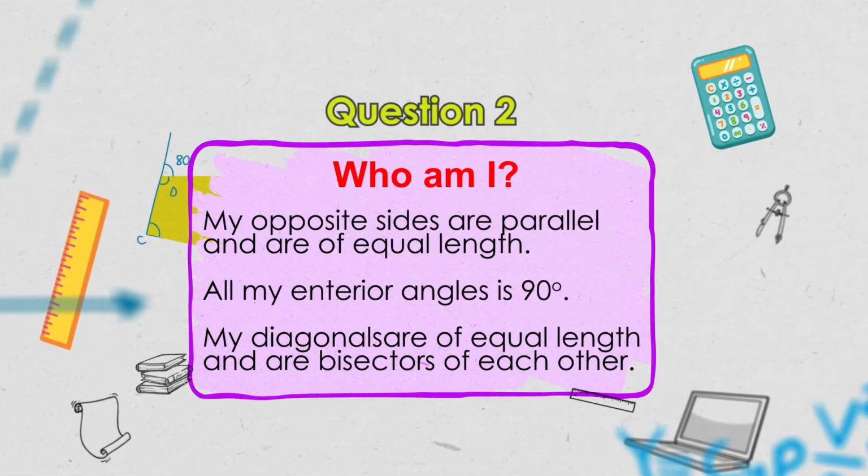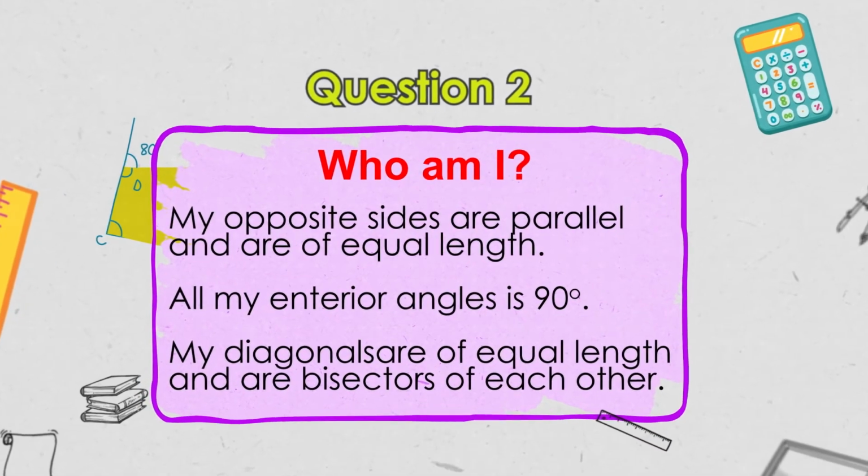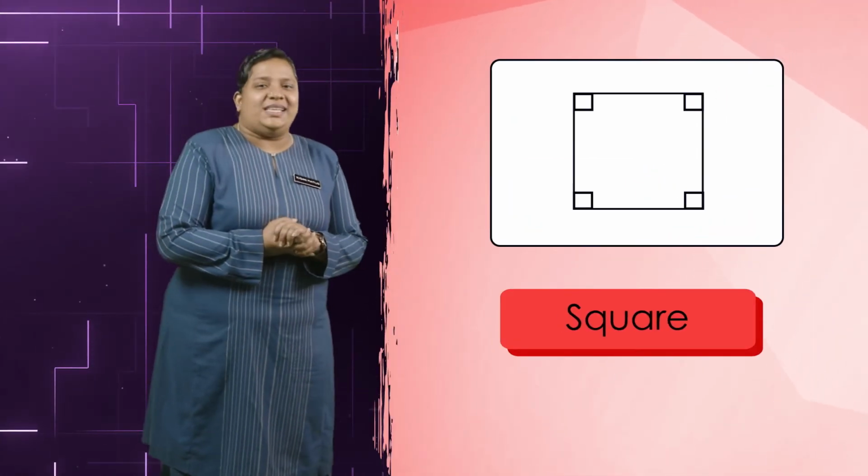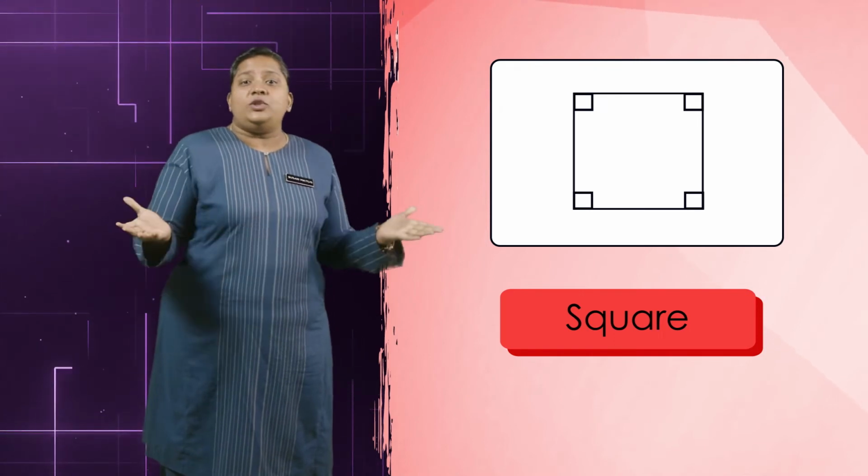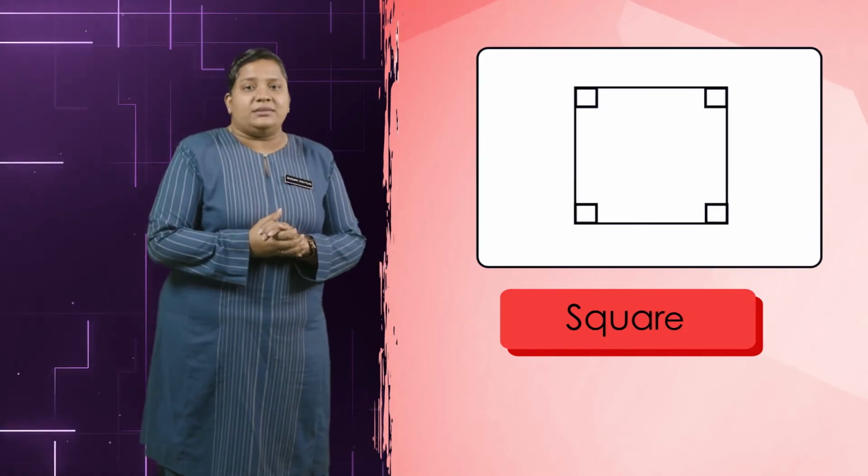Who am I? My opposite sides are parallel and of equal length. All my interior angles are 90 degrees. My diagonals are of equal length and are bisectors of each other. Do you recall who I am? Put your thinking cap on. Awesome! I am a square. That was easy, right? Let's look at the last question in this section.